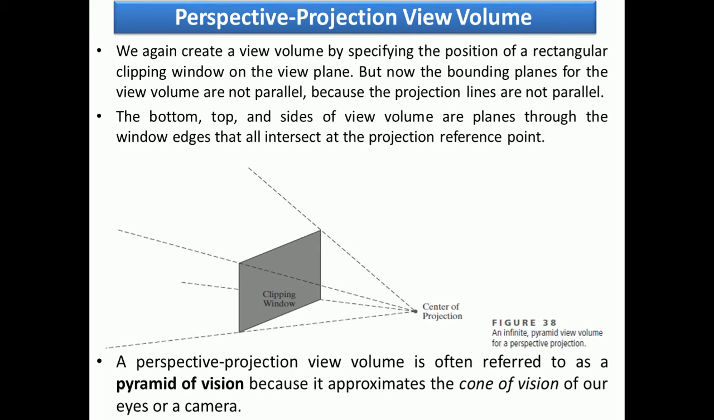So this rectangular pyramid you can see in this particular figure, right? Here all the objects which are outside this pyramid are eliminated by the clipping routines. A perspective projection view volume is also known as the pyramid of vision because it approximates the cone of vision of our eyes or a camera. The displayed view of a scene includes only those objects within the rectangular pyramid, just as we cannot see objects beyond our peripheral vision, which are outside the cone of vision.